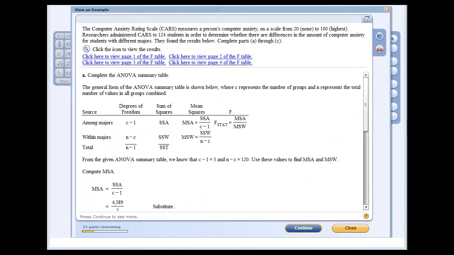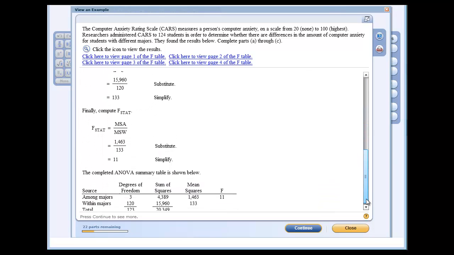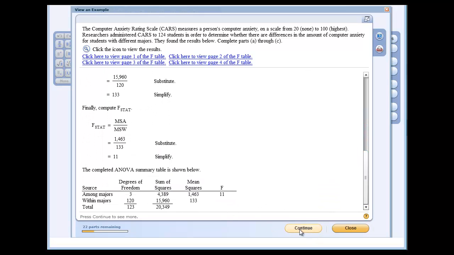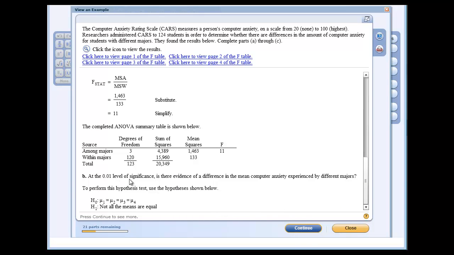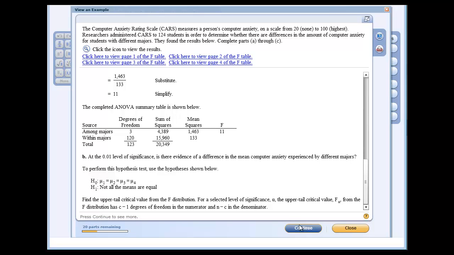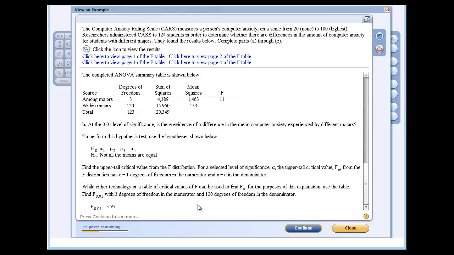Okay, so when they say use technology, all it means is Google yourself an F calculator, and it will do that sort of stuff for you. Okay, so here's our table. Let's continue. What do they want us to do? Okay, 0.01. At the 0.01 level, does our F calculated exceed our critical F? And what did they say the critical F was? Let's just look. They say 3.95. So they're doing the 1%, alpha equals 0.01. So the F critical is 3.95, and the question is, is our F larger than this?